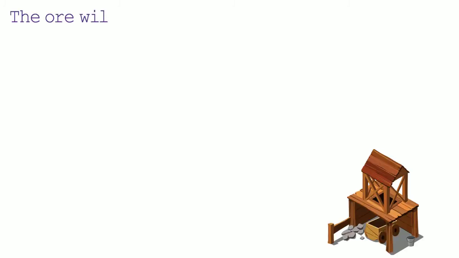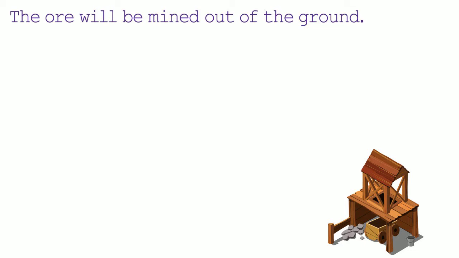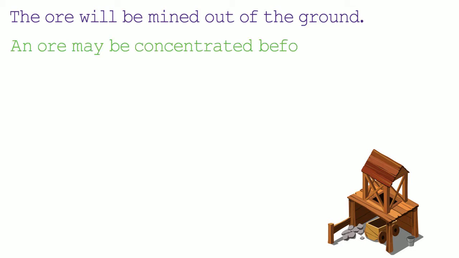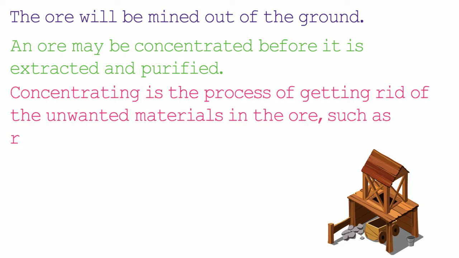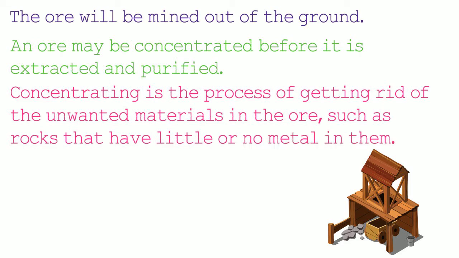The first stage is to mine an ore out of the ground. An ore may be concentrated before it is extracted and purified. Concentrating is the process of getting rid of the unwanted material in the ore, such as rocks that have little or no metal in them. This is because the extraction process is costly, meaning that we do not want to extract metal from materials that have little or none of the metal that we desire. This leaves us with a more concentrated ore, and we are now ready to extract the metal from the ore.